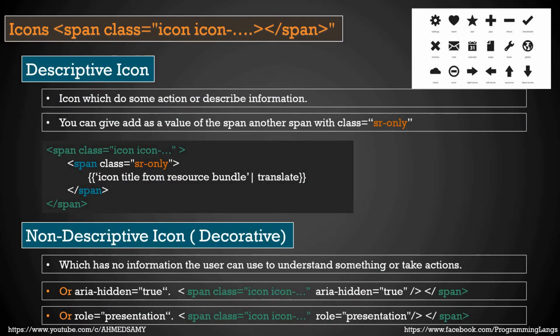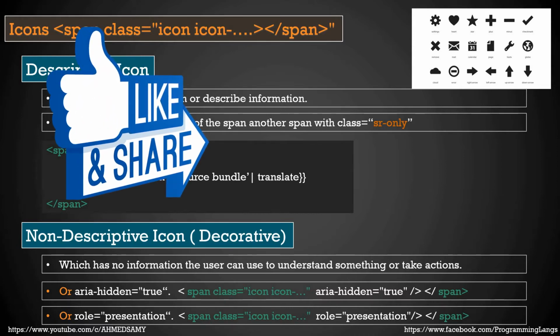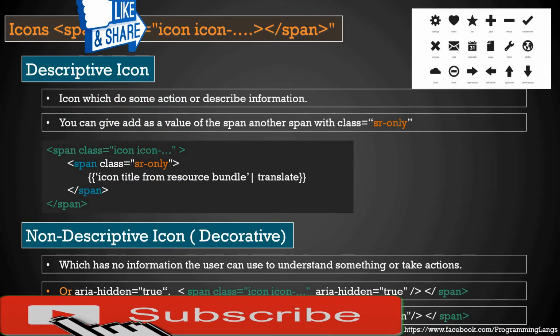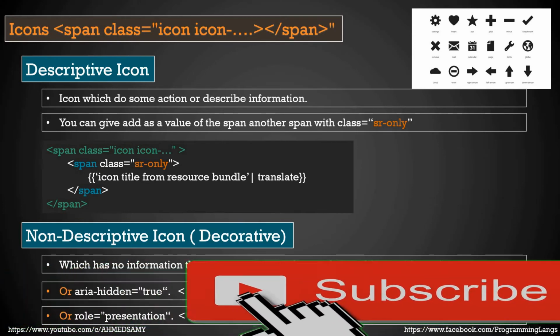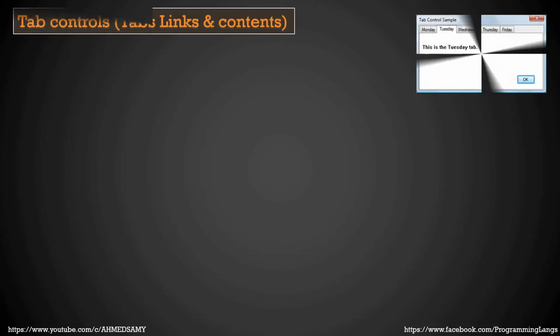We are going to continue our series on how to make your application screen reader friendly. We stopped last time at icons: how can you make an icon screen reader friendly, whether it is descriptive or decorative. Now we will continue to our tabs. How can we make tab panels screen reader friendly?